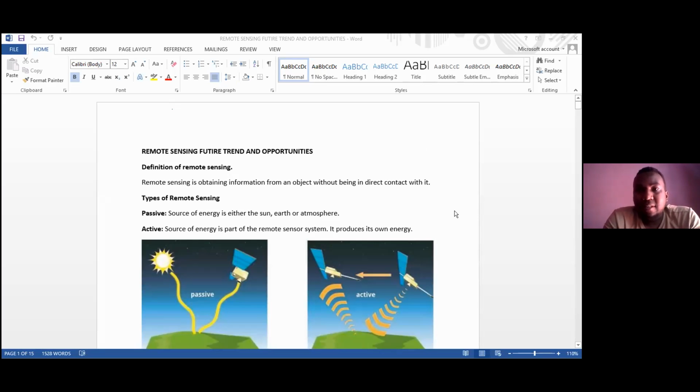Yes, my name is Kelvin Muli. I'm a GIS and remote sensing expert from Kenya. So today I'm going to take you through a topic by the name remote sensing, future trend and opportunities.